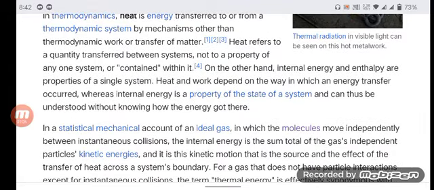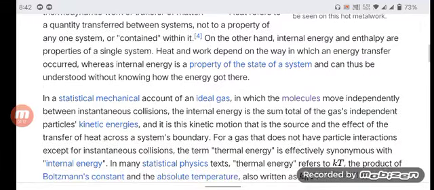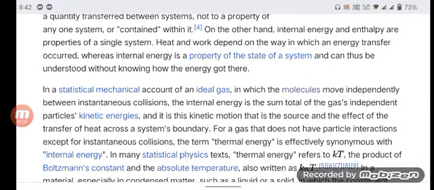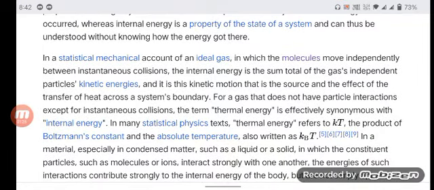Heat and work depend on the way in which an energy transfer occurred, whereas internal energy is a property of the state of a system and can thus be understood without knowing how the energy got there. In a statistical mechanical account of an ideal gas, in which the molecules move independently between instantaneous collisions, the internal energy is the sum total of the gas's independent particles' kinetic energies, and it is the kinetic motion that is the source and the effect of the transfer of heat across a system boundary.